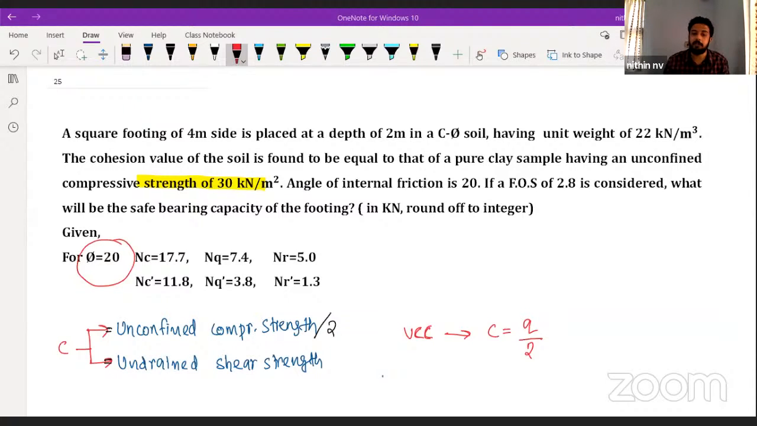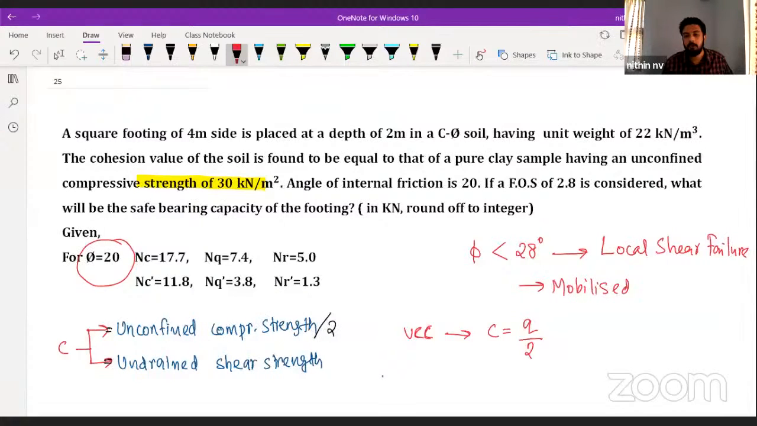What is the angle of internal friction? 20 degree. Whenever the angle of internal friction is less than 28 degree, then we will be having local shear failure condition. Under local shear failure condition, we have to use the mobilized values of shear strength parameters.